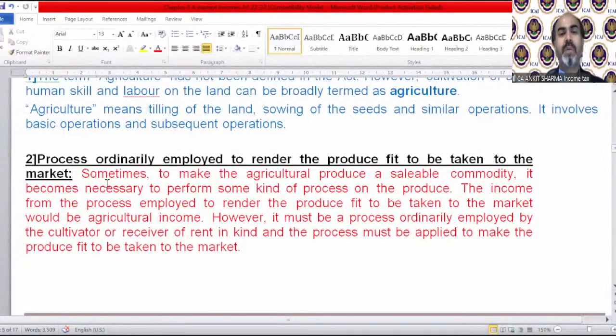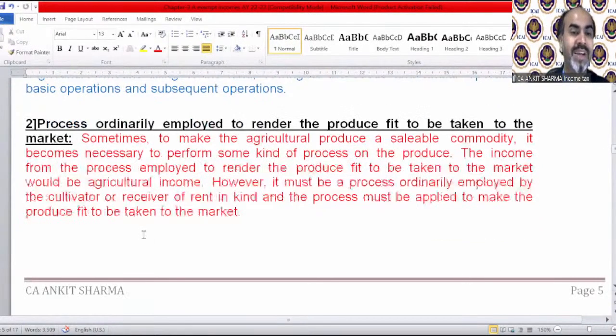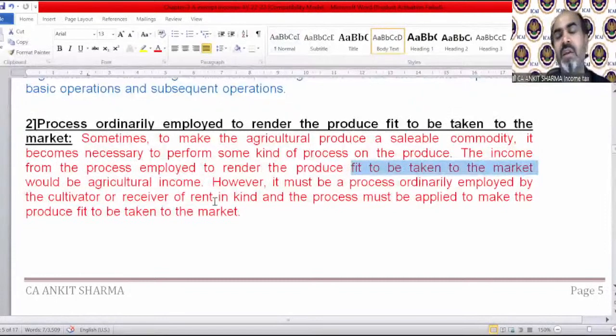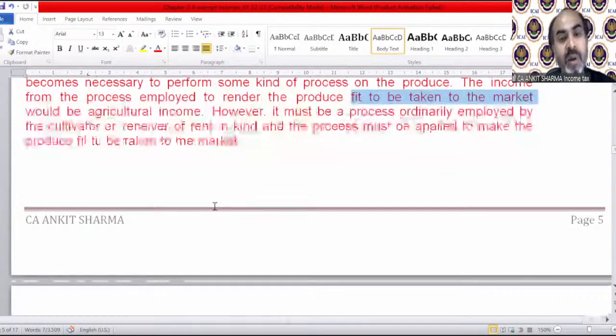Sometimes to make the agricultural produce a sellable commodity, it becomes necessary to perform some kind of process on the produce. The agricultural income from the process employed to render the produce fit to be taken to the market would be agricultural income. However, it must be a process ordinarily employed by the cultivator or receiver of rent in kind, and the process must be applied to make the produce fit to be taken to the market. So any activity which makes that product marketable will also be considered as agricultural activity, and any income you earn from that is also called agricultural income.